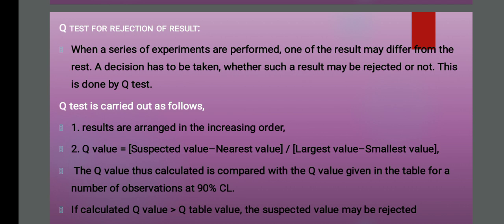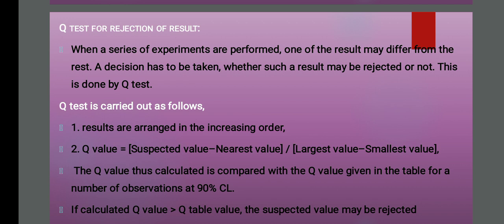First, you have to arrange the values in increasing order. After arranging, if some value is found to be very abrupt, an abnormal value, that is the suspected value. The formula is: suspected value minus its nearest value, divided by the largest value minus the smallest value. Doing this subtraction and division, you get the Q value.